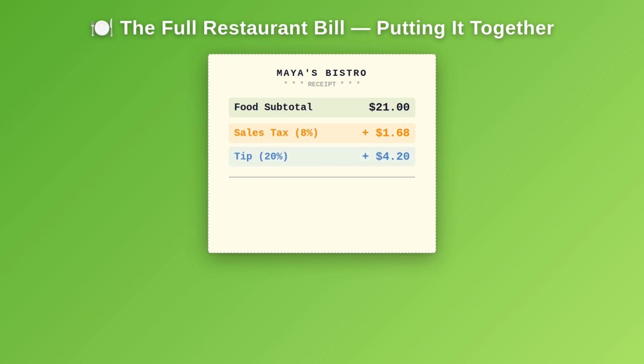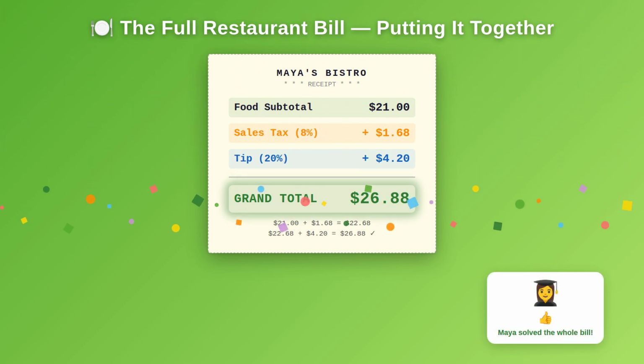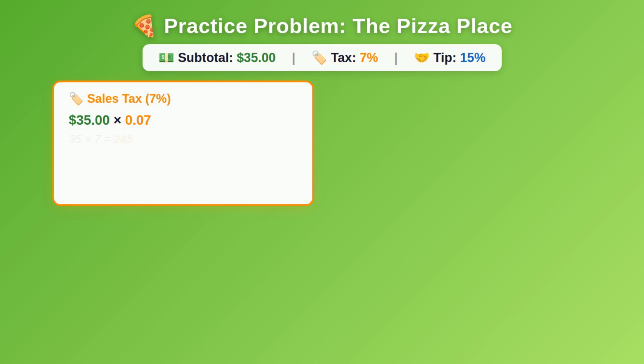Okay, here's the moment Maya's been building toward, the full bill. The food subtotal is $21, the 8% sales tax added $1.68, the 20% tip adds $4.20. Now let's add all three together. $21 plus $1.68 plus $4.20. First, 21 plus $1.68 equals $22.68. Then, $22.68 plus $4.20. 68 cents plus 20 cents is 88 cents, and $22 plus $4 is $26. Grand total, $26.88. Look at Maya go! She solved the whole bill.